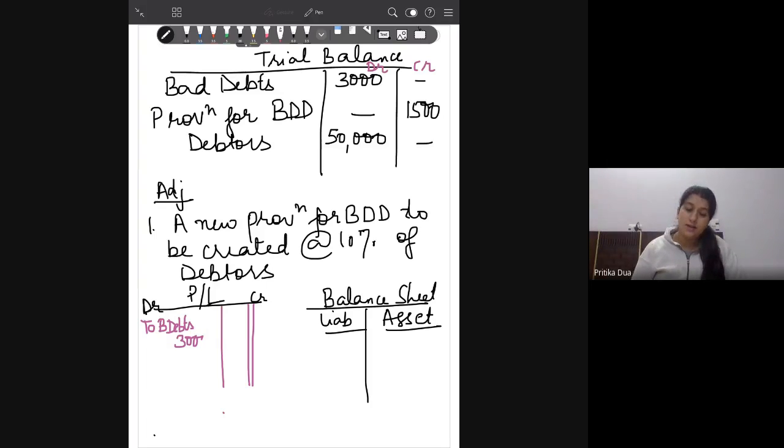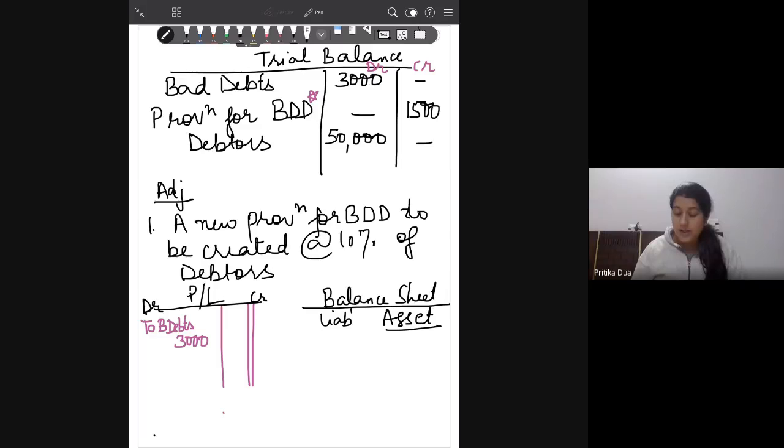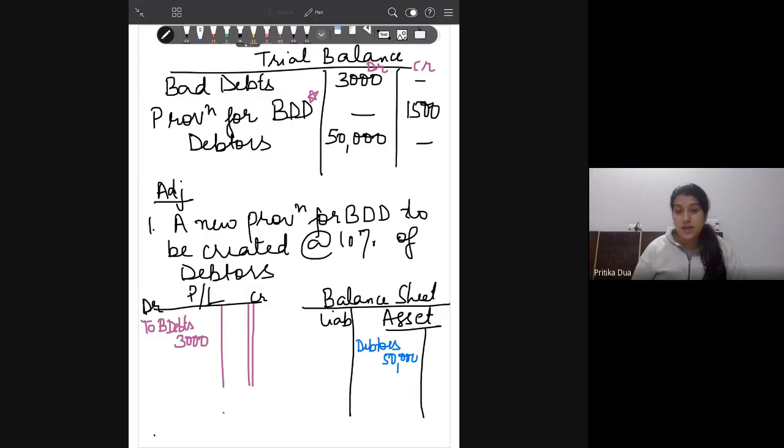Okay. After that, since a new provision is given, for the time being I'll move to debtors and in the asset column under debtors, again I will write in the inner column before calculating the final amount. I write down debtors, amount is 50,000. Now we have been asked to create a new provision. So the new provision will always be created on the net debtors.